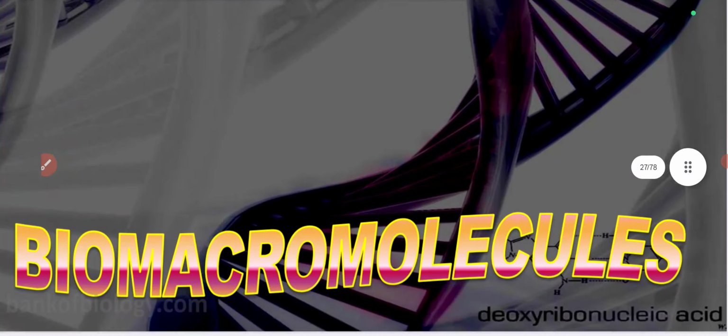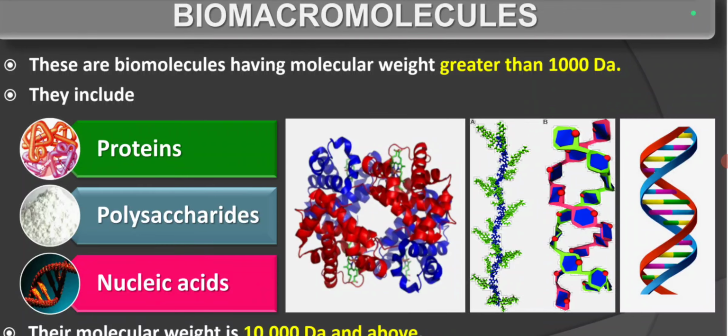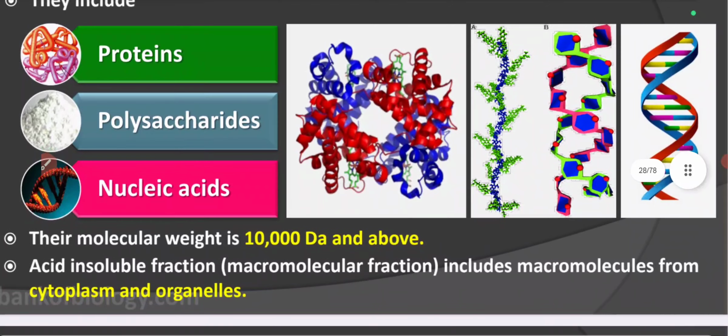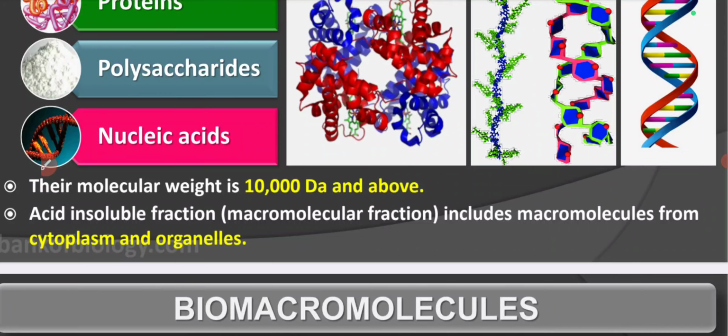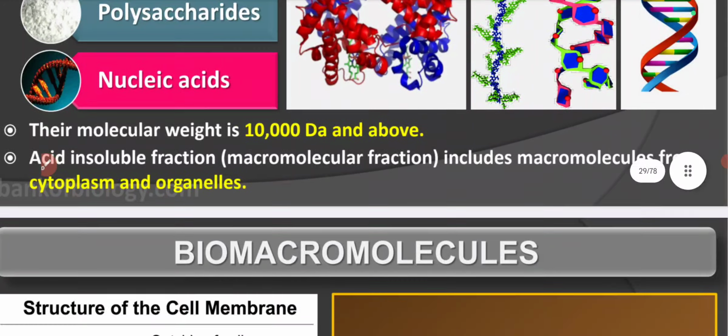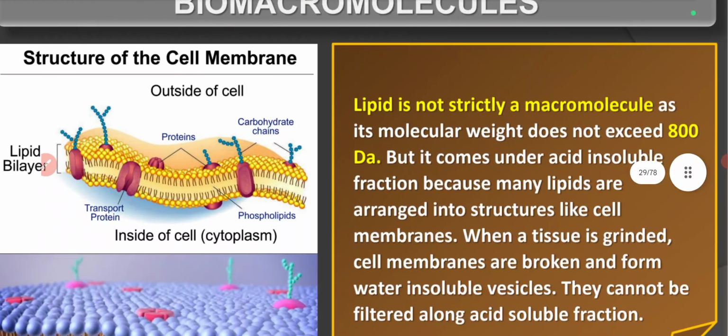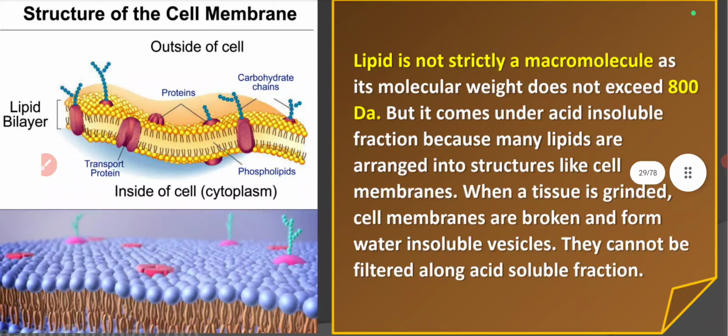Next, biomacromolecules. These are biomolecules having molecular weight greater than 1000 Dalton. They include proteins, polysaccharides, nucleic acids, etc. Their molecular weight is 10,000 Dalton and above. Acid insoluble fraction: the macromolecular fraction includes macromolecules from cytoplasm and organelles. Structure of cell membrane, as you can see, lipid is not strictly a macromolecule as its molecular weight does not exceed 800 Dalton, but it comes under the acid insoluble fraction because many lipids are arranged in structures like the cell membrane.